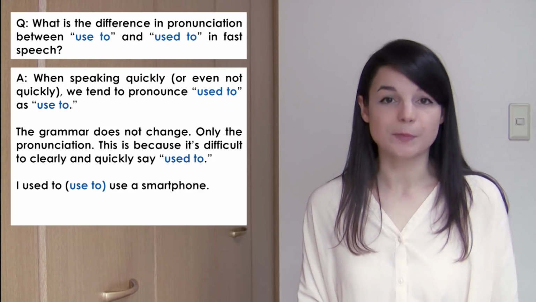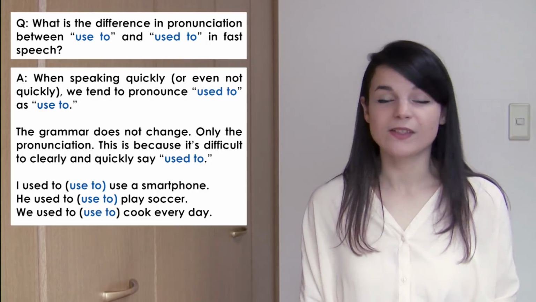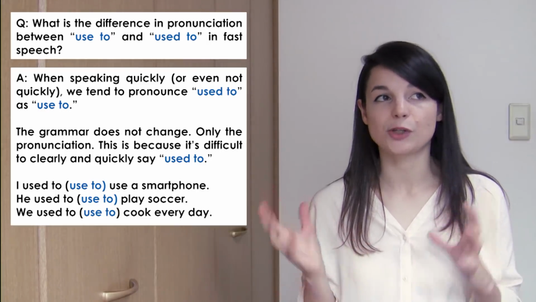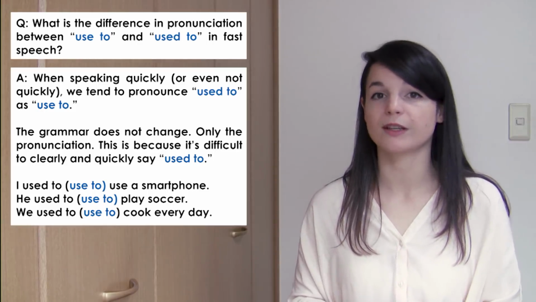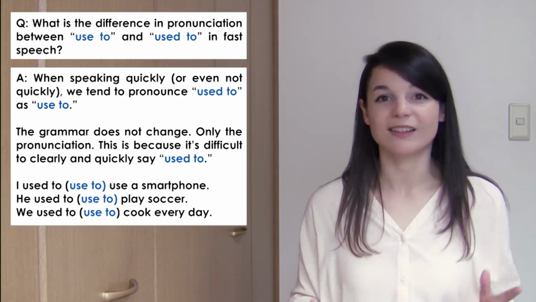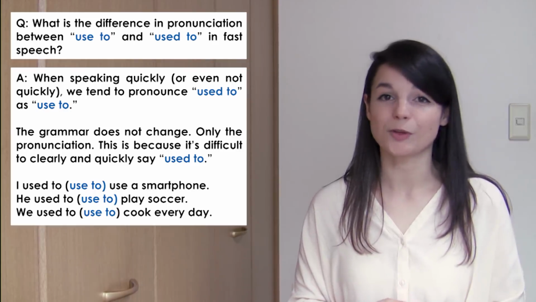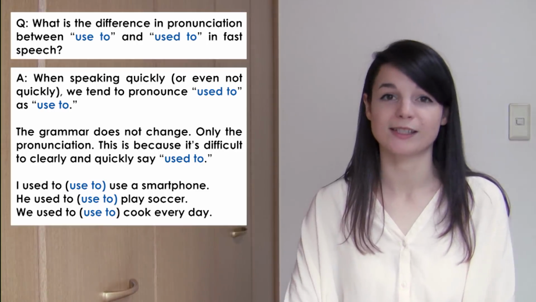I used to use a smartphone. He used to play soccer. We used to cook every day. In each of these sentences, I contracted used to. I think actually in most cases we probably do say the contracted form instead because it's quite difficult to say. Again, this shouldn't really cause any communication problems. Used to and used to have the same meaning, just different pronunciation.